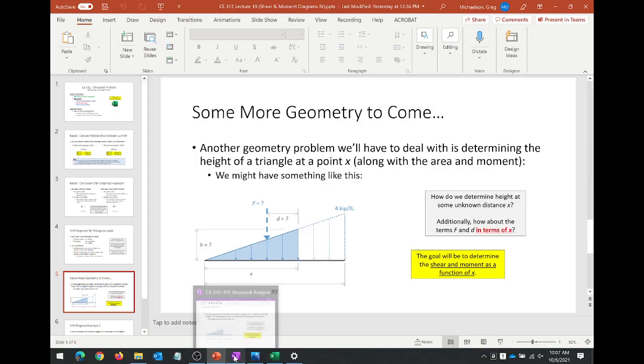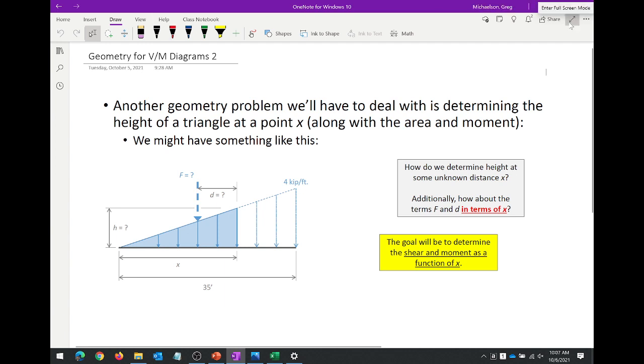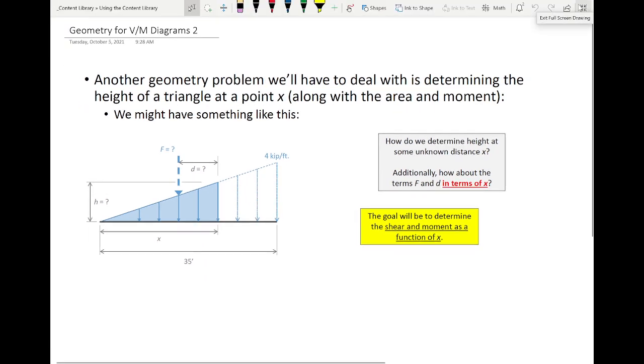Okay, so I want to attack this geometry problem. I copied this here. I have this triangular region here, and ultimately I have two goals. I want to be able to quantify this term f. Remember how we take a triangular load and collapse it into a point load? I want to quantify how much that load is, and I want to quantify its moment arm. Now the moment arm is easy.